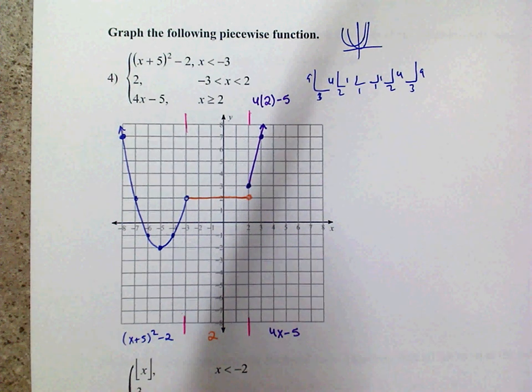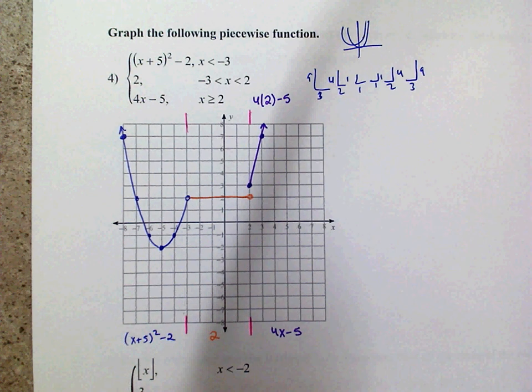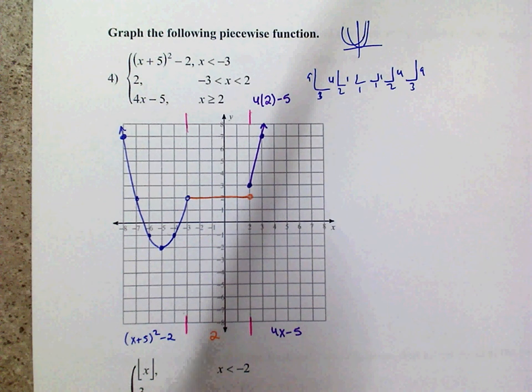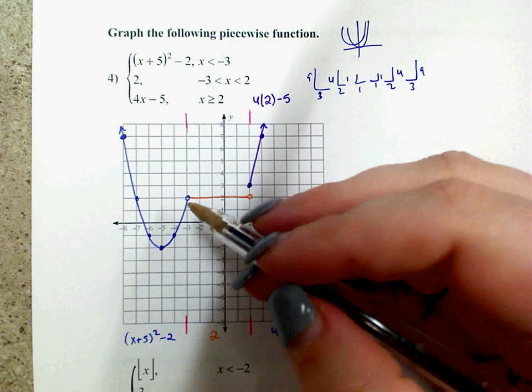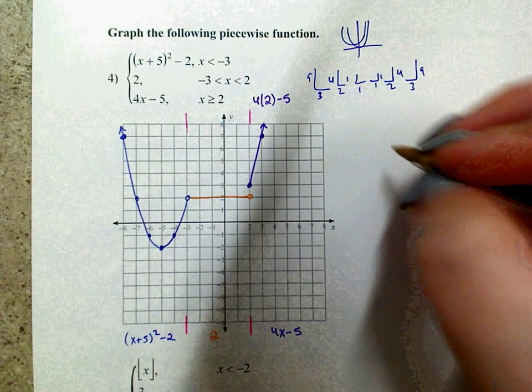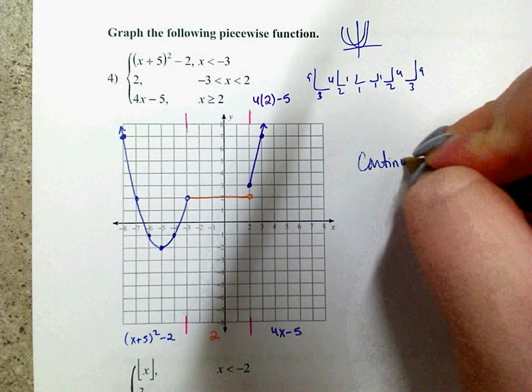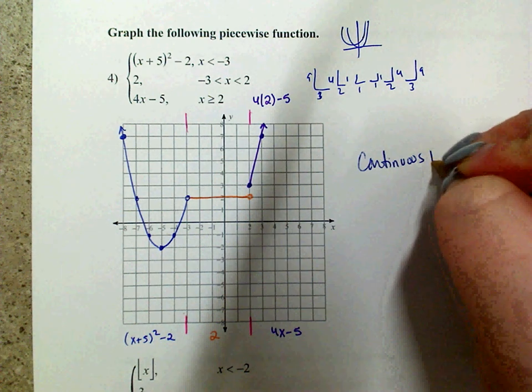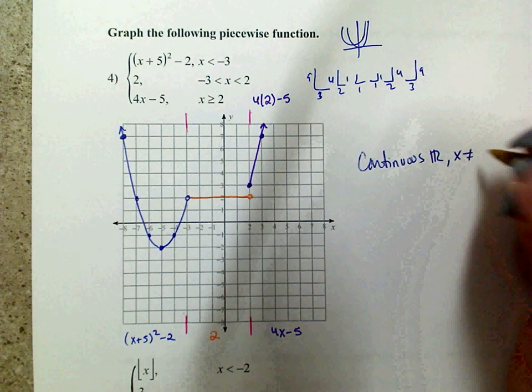As far as continuity goes, this function is continuous everywhere except both -3 and 2. So I'm going to write it's continuous for all real numbers except -3 and 2.